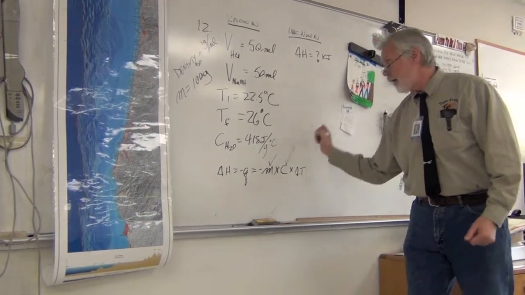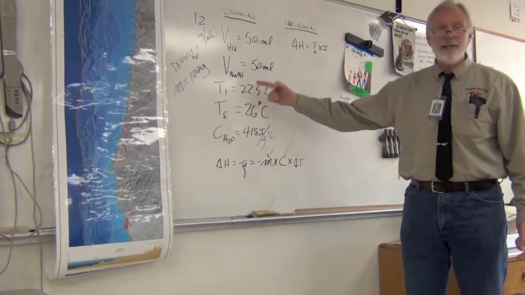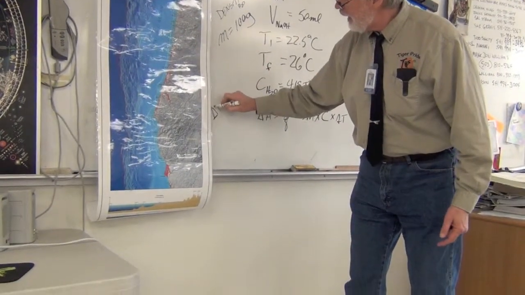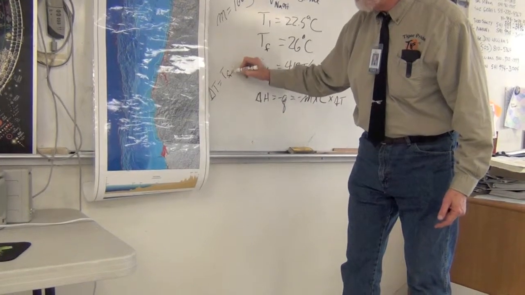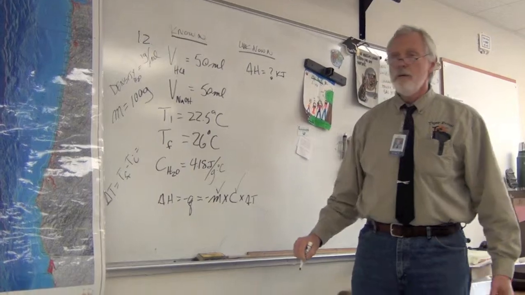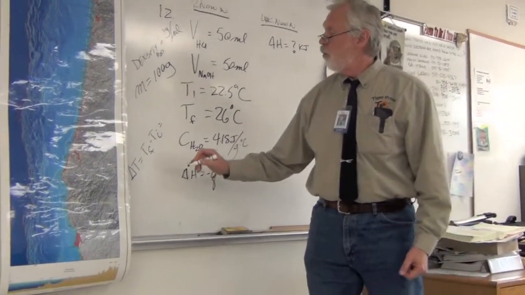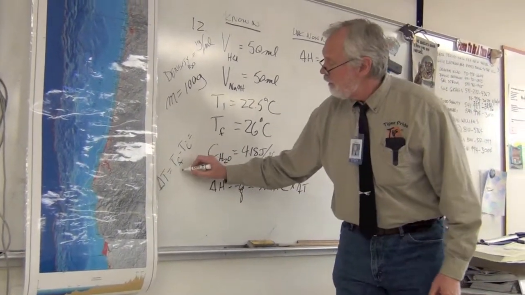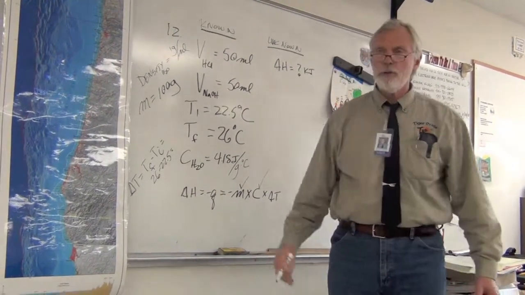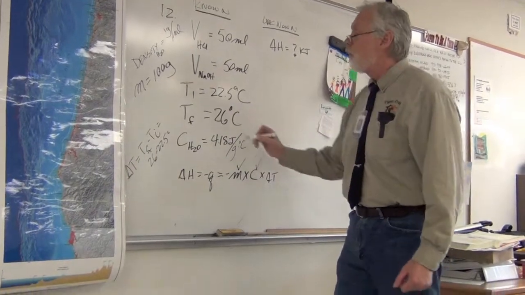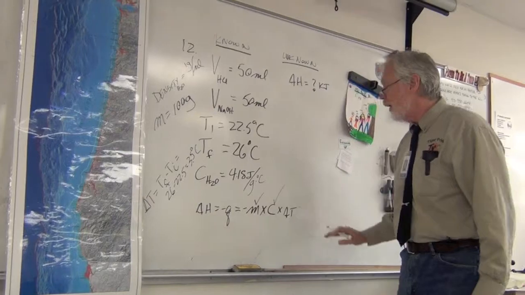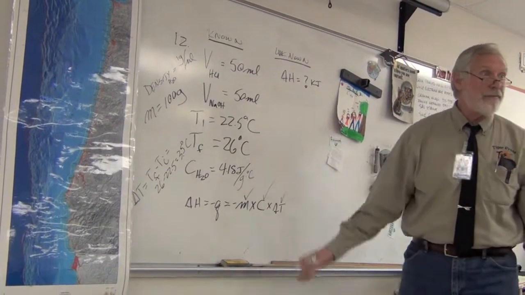We still got to do a calculation on delta T. That is delta T equals T final minus T initial. That's 26 minus 22.5 equals 3.5. We got it. 3.5 degrees Celsius. So do we have everything we need now to solve that thing?